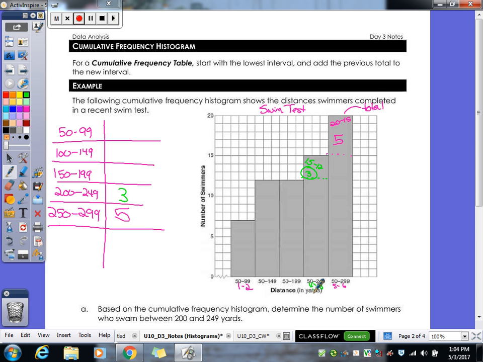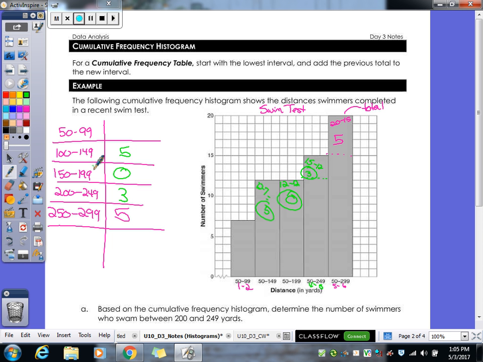All right, so the next one is 12. But if I subtract out the bar before it, 12 minus 12 is 0. There were no kids that swam between 150 and 199. This one is still 12. I'm going to subtract out the one before, so 12 minus 7 is 5. So 5 kids swam 100 to 149.